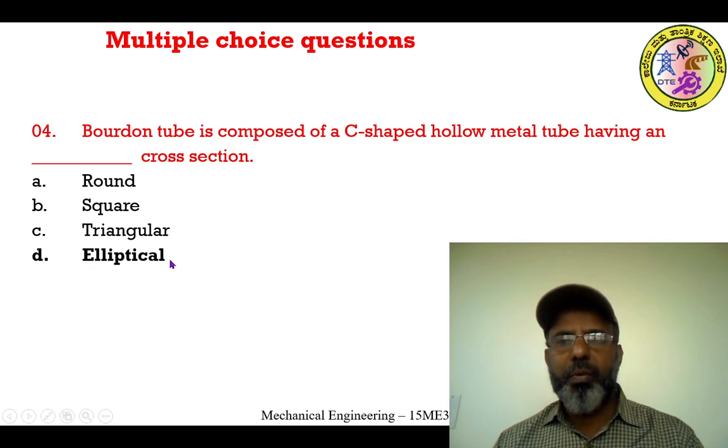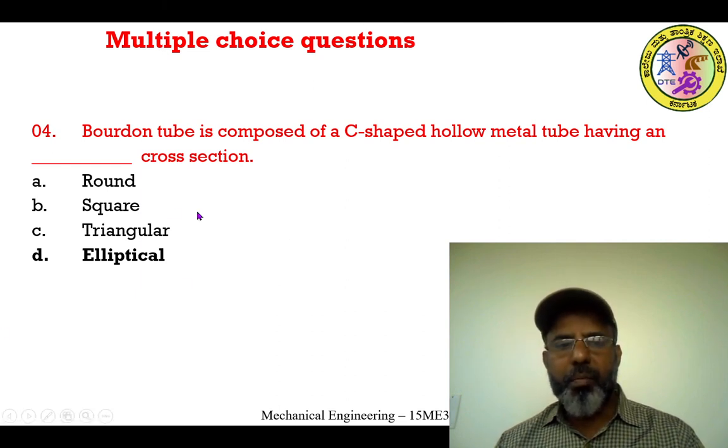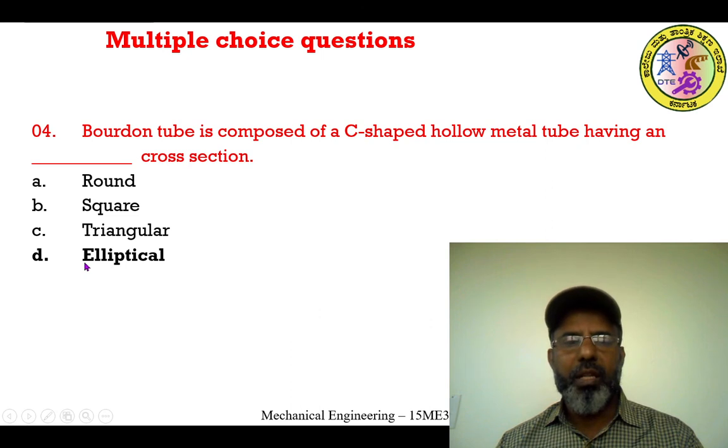With this elliptical shape, when the fluid enters into the Bourdon tube, the cross section will change to circular, but the initial cross section will be elliptical. The correct answer is elliptical.